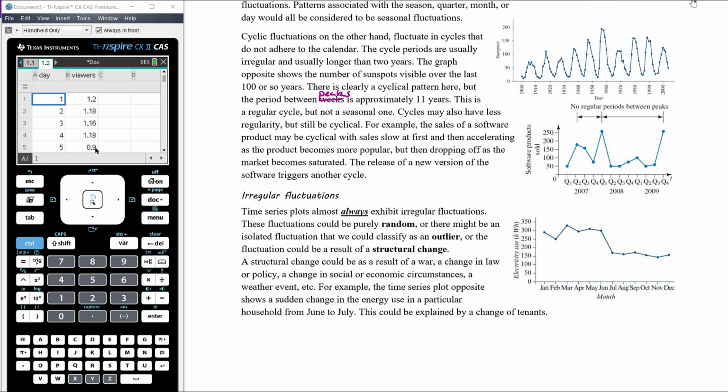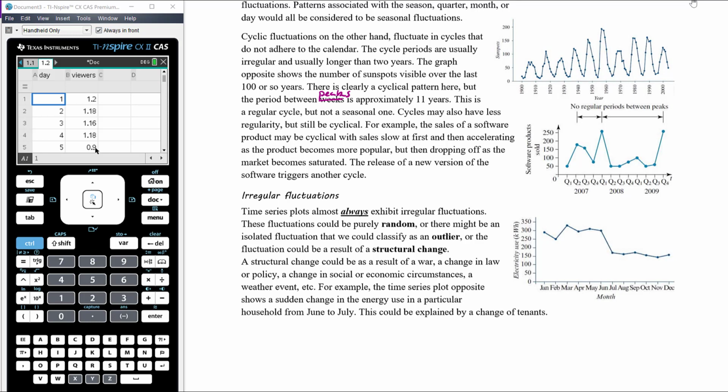So they might be completely random fluctuations. They might be associated with the fact that there's an outlier in the data. And as we know, outliers really skew things when we're trying to fit lines of best fit and trend lines, so we might look at removing that outlier. Or fluctuations could be a result of structural change. So that is some sort of societal or outside influence that caused the change.